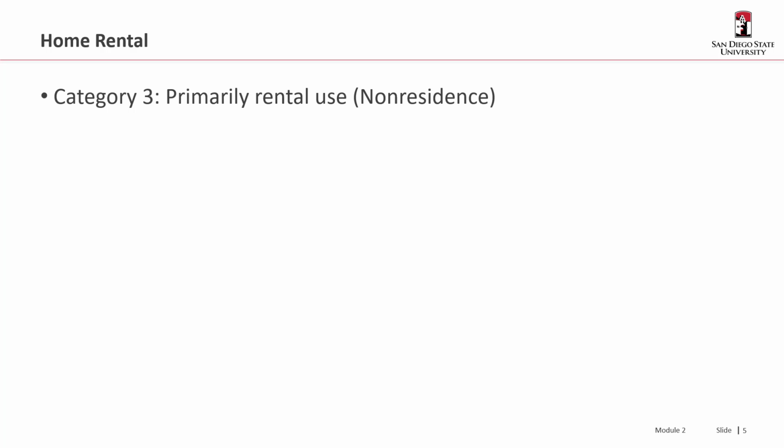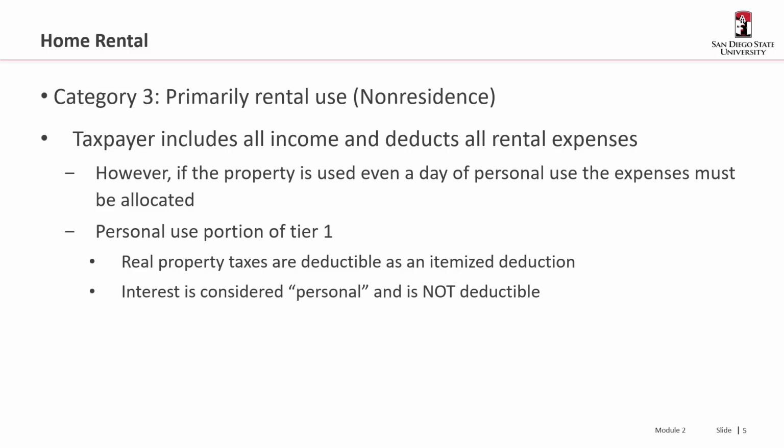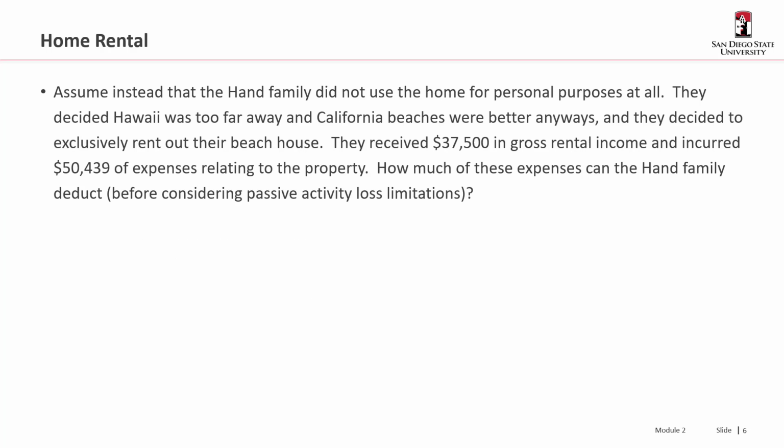Okay, so if we have a category 3 that's primarily a non-residence, the taxpayer includes all the income and deducts all of the expenses. However, if the property is used even one day for personal use, you must go through the allocation. And then we've already talked about the personal use of Tier 1 expenses, so I won't go through that again. So let's assume instead that the Hand family did not use the home for personal purposes at all. So Hawaii's too far away, and so it's just a rental. And they received the same gross rental income, $37,500, incurred the exact same expenses. And that's just coincidental because that way we can relate to these numbers.